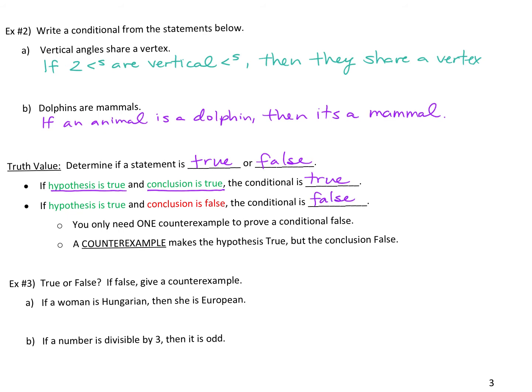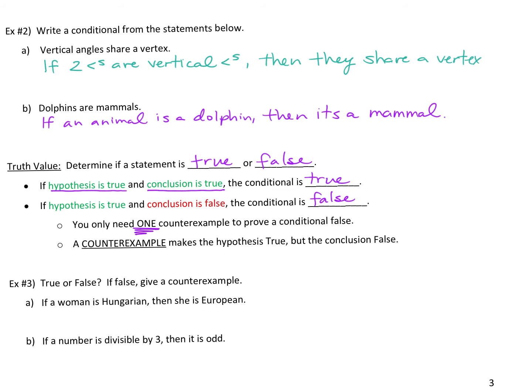Okay? So basically, if I said, oh, what's a good one? Well, you know what? I'll show you on the examples. Never mind. We'll talk through the examples. Couple details though. You only need one counterexample to prove that a conditional is false. So if you can find any counterexample, the conditional is not true. Okay?